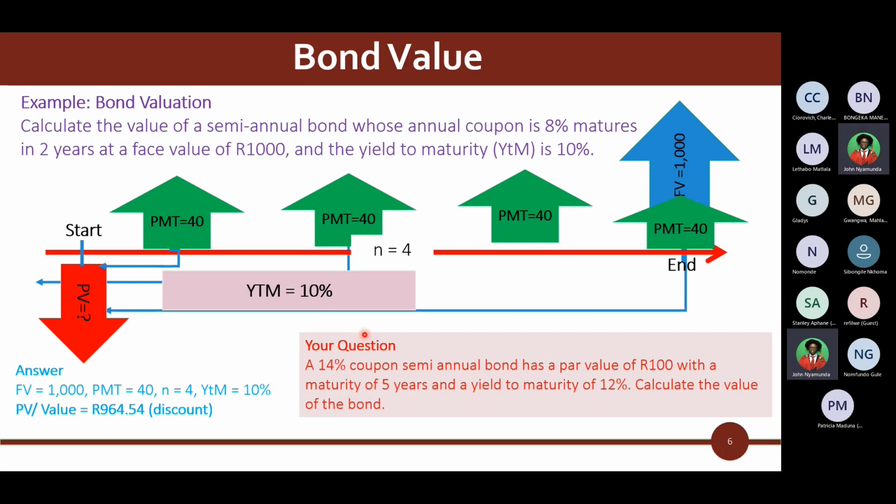So I'm expecting answers to be flying in, but it looks like I'm not seeing any answer here. A 14% semi-annual bond.